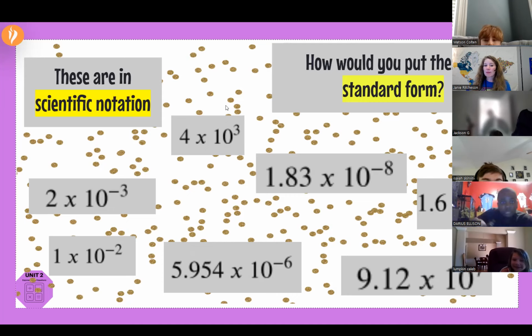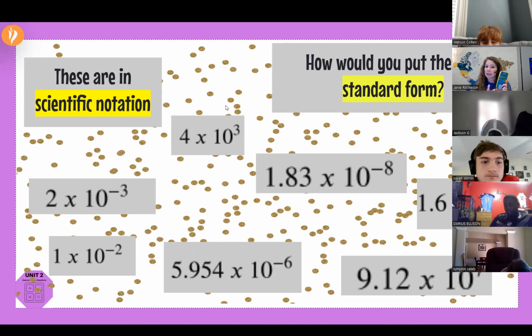Hey, guys, I promise you, when we start adding, subtracting, multiplying, dividing with scientific notation, you're going to wish you had one of these calculators because it does everything for you. And if you don't have one, you have to do it all by hand, okay? You have 2 more days. We're going to do it on Wednesday.